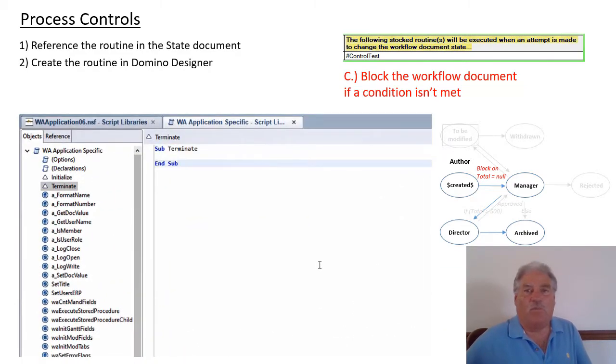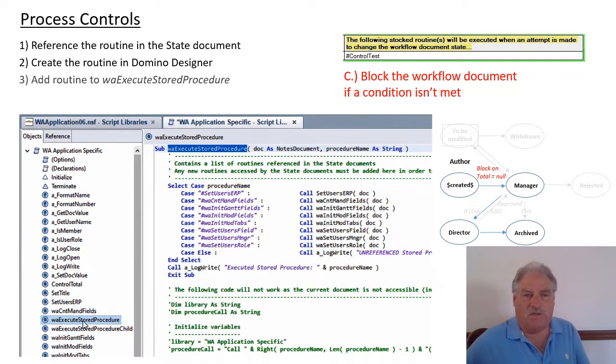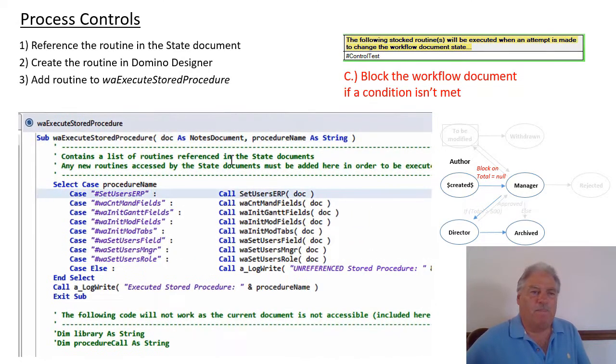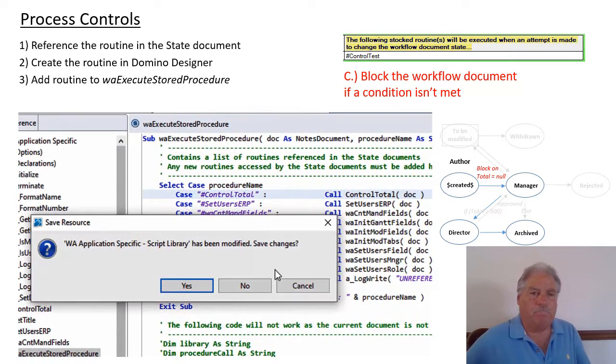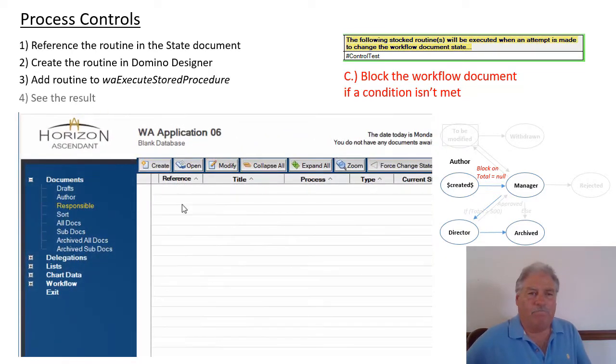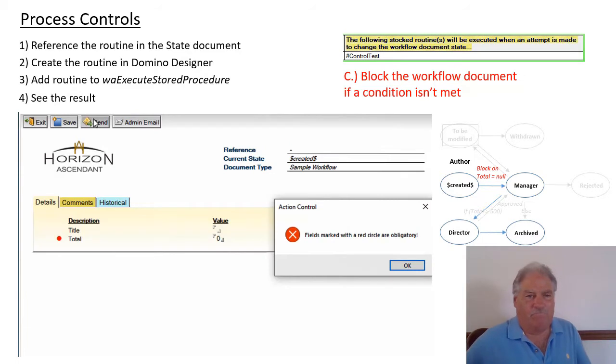And we'll now, in Domino Designer, add a subroutine call. And here is where we'll make the connection between the text that the power user can use in the state document to the actual call to the subroutine. And to see the result, there it is.